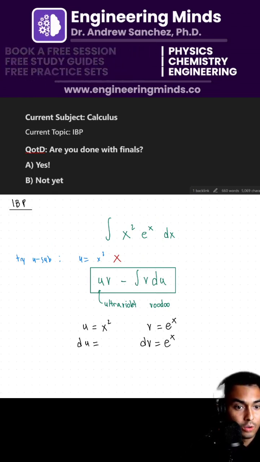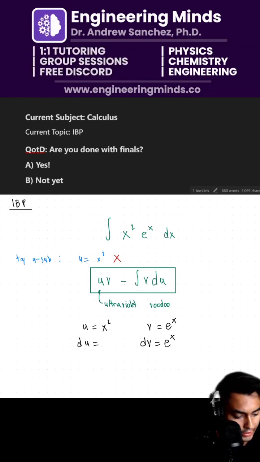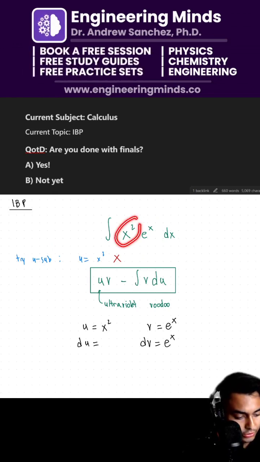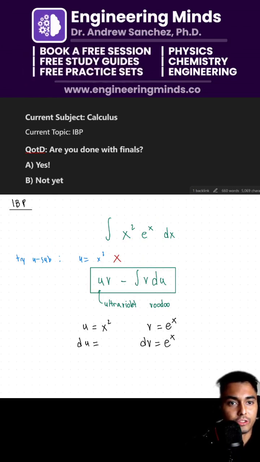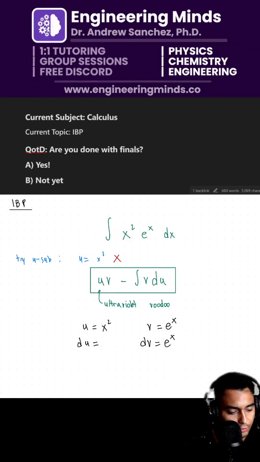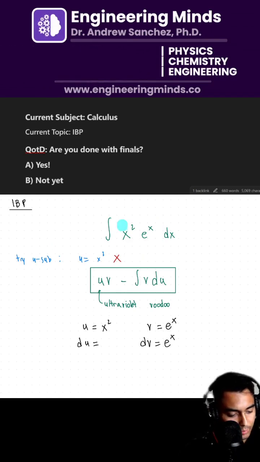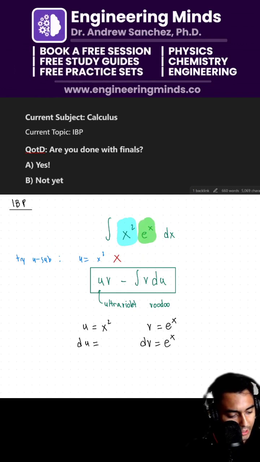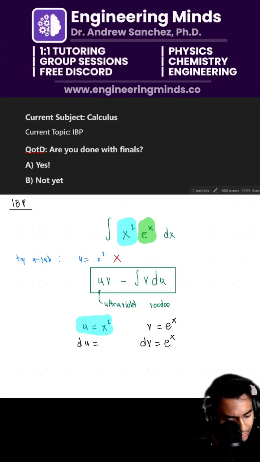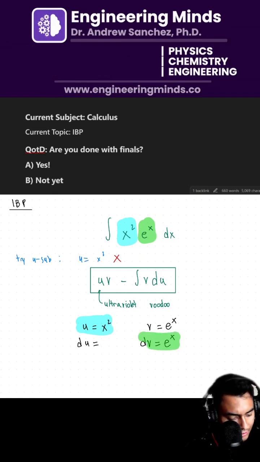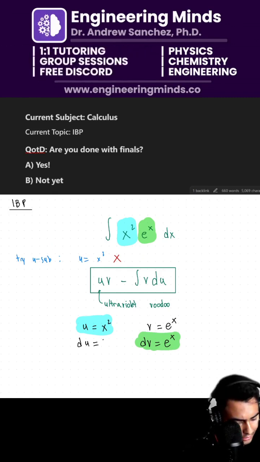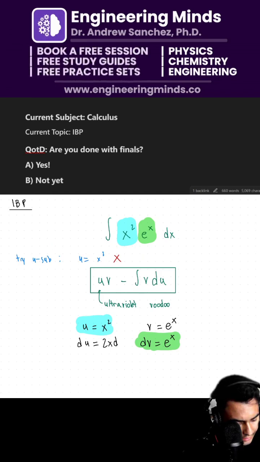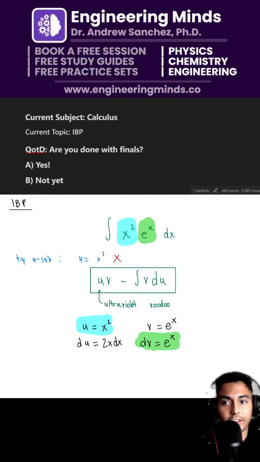Okay, why is u x squared? Because, as we'll see from this formula, it's going to be differentiable. It's an easy function to differentiate. Okay, so I see two functions. Let me highlight this one in, let's say, blue, and this one in green. So this u function is the easy function to differentiate, and this function is the easy function to integrate. So the derivative of u is 2x dx. All right, and the integral of e to the x is e to the x.